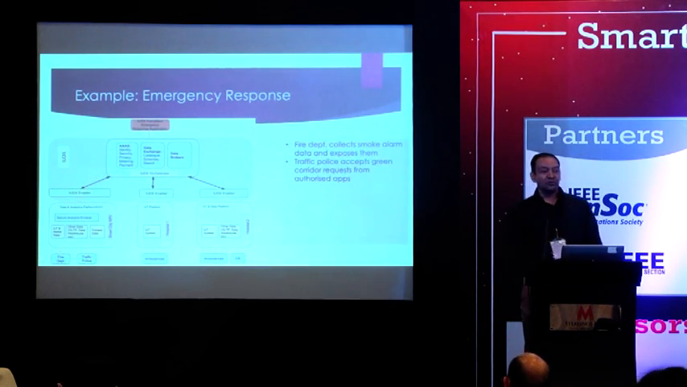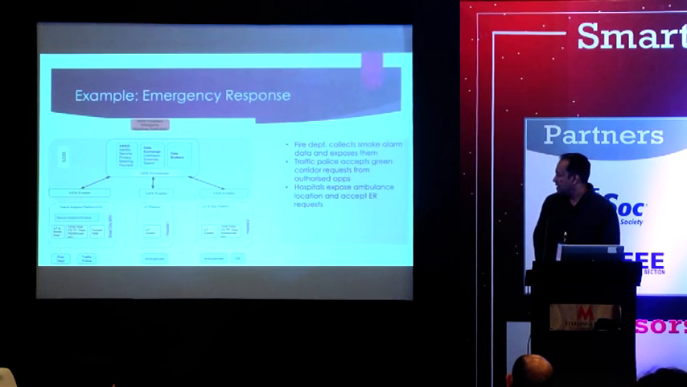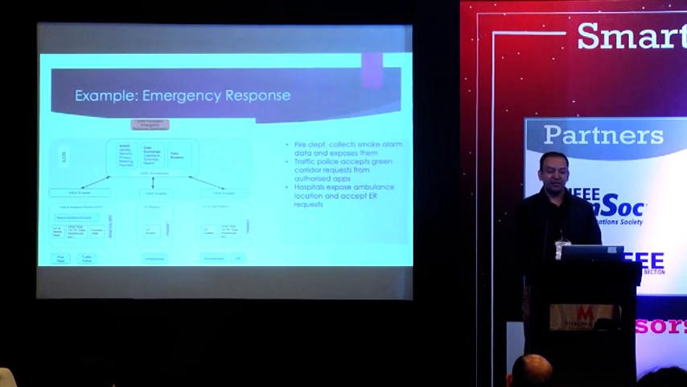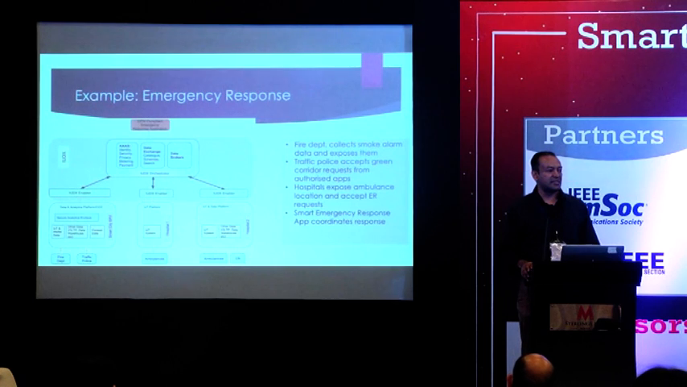The traffic police also accepts requests for green corridors from this application. So the idea is that you have this registration mechanism where all the entities or players are registered, and then separately offline they establish a trust, whatever it is, by payment or whatever. The idea is that the fire department knows whom it is giving data to, and similarly the traffic police knows whom it is getting requests for green corridors from, and they trust that, because they have separately set it up. And hospitals expose the ambulance location and accept ER requests, right? And this is where the smart emergency response app can coordinate a response to events in real time.